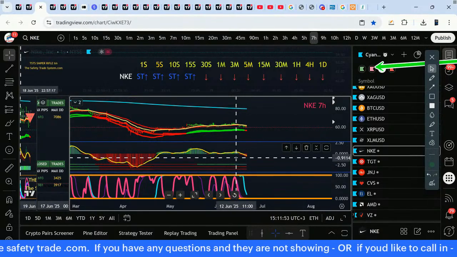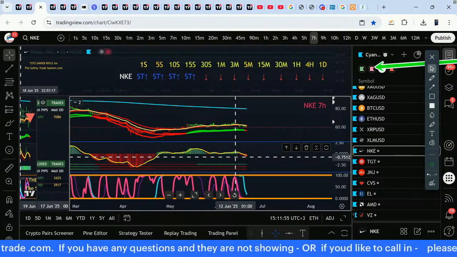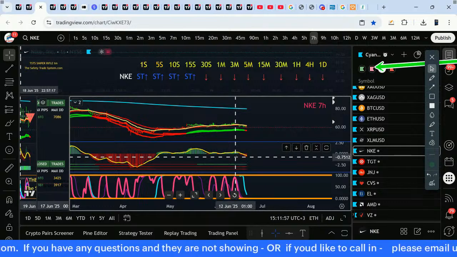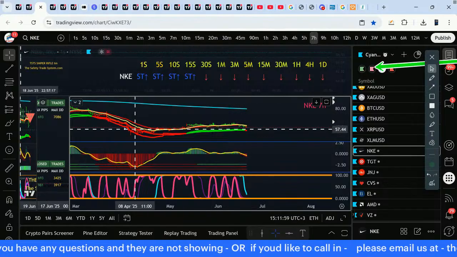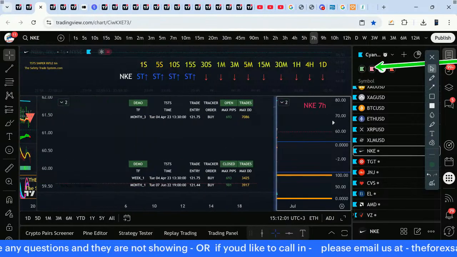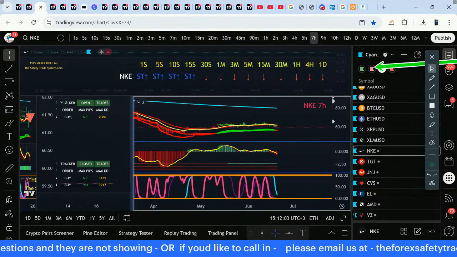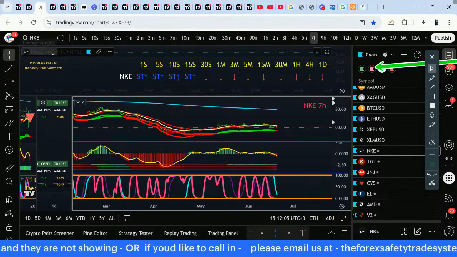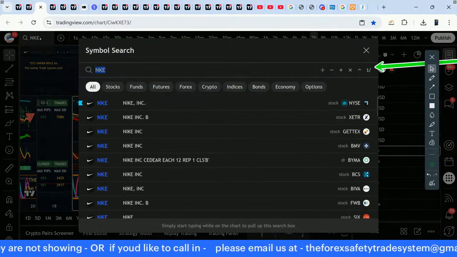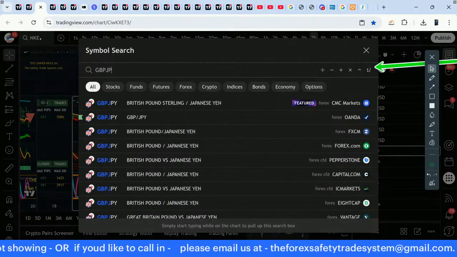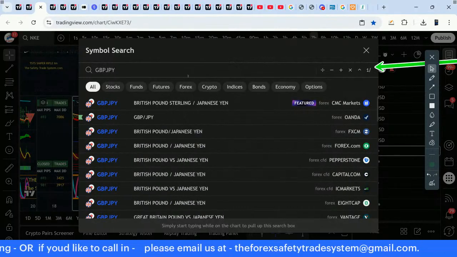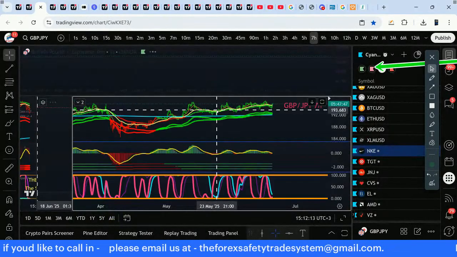All right. I'm going to take that as a no. Okay. Nike. Has my system called out Nike correctly? Oh, we just got a GBP JPY. All right. Let me check GBP JPY. If I was going to trade Forex regularly, I would trade this symbol. I'm using Oanda.